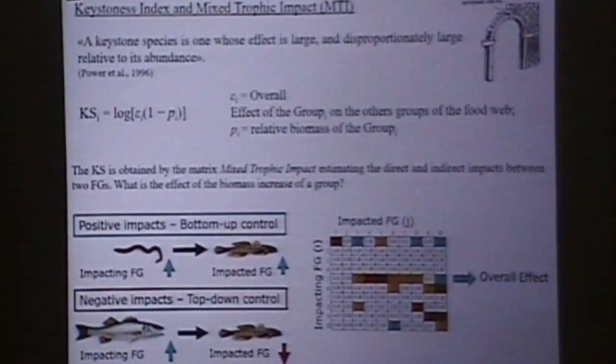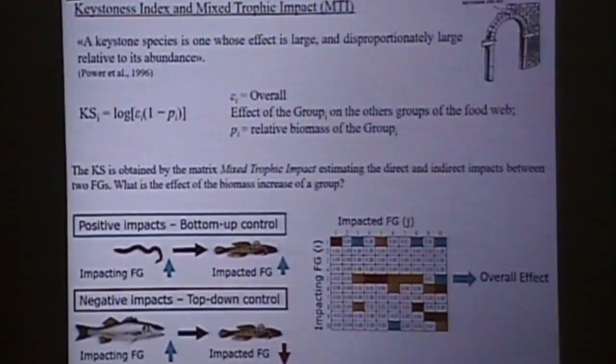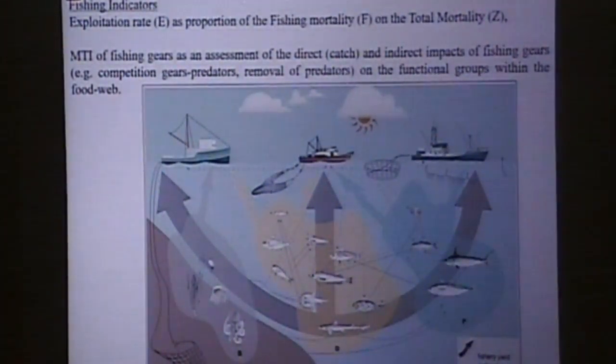We also use the keystoneness index, which summarizes the positive or negative impacts as a sort of bottom-up and top-down effect in the trophic web, and the mixed trophic impact, which is another kind of element that estimates direct and indirect impacts between 2 different functional groups. We adopt this strategy also when we consider fishing exploitation as a sort of consumer acting on the trophic web. We also have other fishing indicators, among them the exploitation rate.